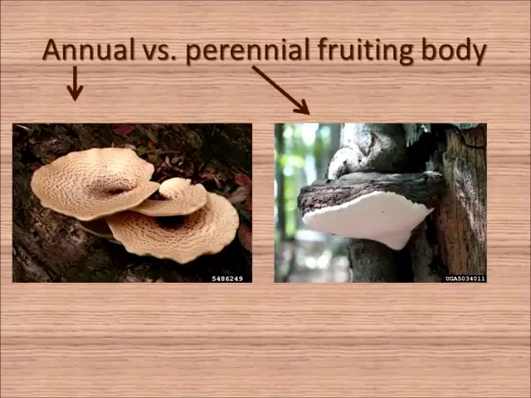Another way that you can tell decay fungi apart is whether they produce an annual fruiting body or perennial fruiting body. Annual fruiting bodies, like the name says, are produced every year, or they're not persistent, whereas perennial fruiting bodies are there once they get established, and they produce a new spore layer every year. So annual fruiting bodies tend to be fleshy and fall apart more easily, whereas perennial fruiting bodies are woody and hard.